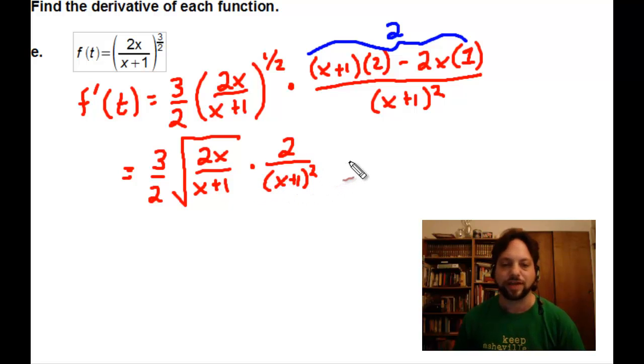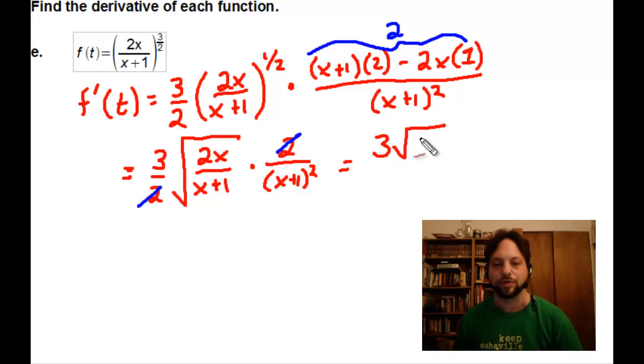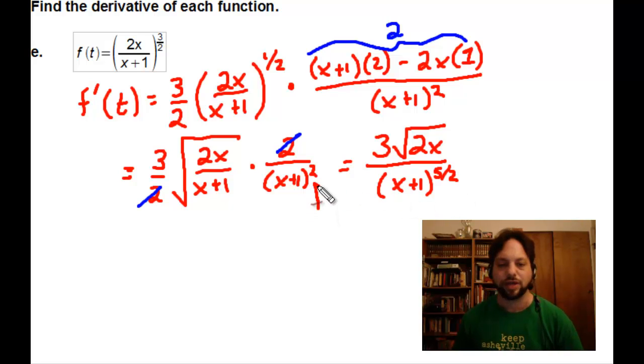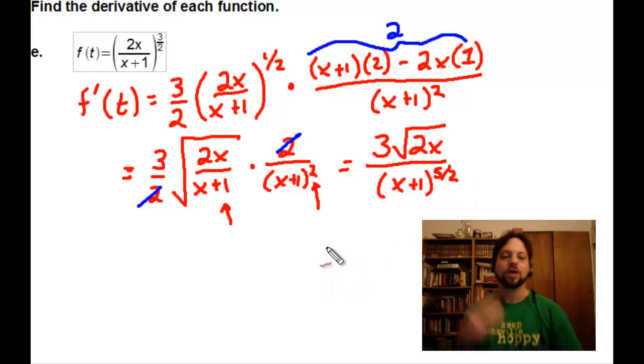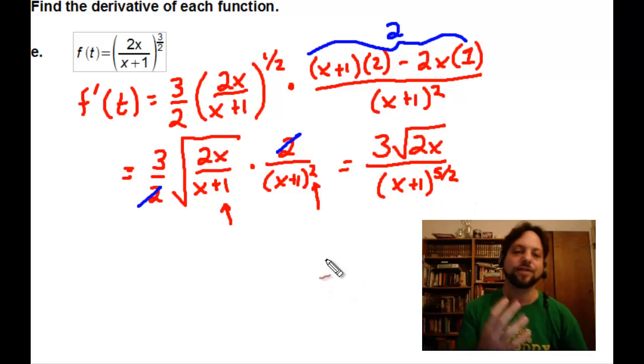Of course, we could simplify that down just a little bit more if we realize that the 2 and the 2 cancel, and if we realize that we have x plus 1's in both of our denominators. It looks like what's going to happen is we'll end up with 3 times the square root of quantity 2x divided by the quantity x plus 1 to the 5/2 power. We have a 2 here, and of course this would be to the 1/2 power, giving us 5/2 overall. So there's a beautiful example of having to use the chain rule, which is actually a quotient rule inside of a power rule. Isn't it beautiful?